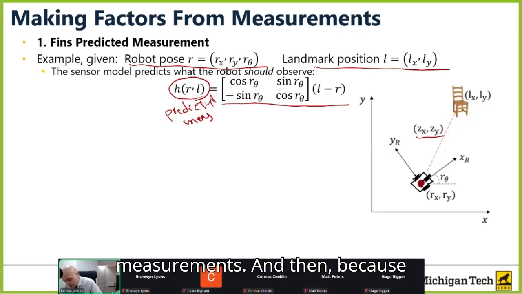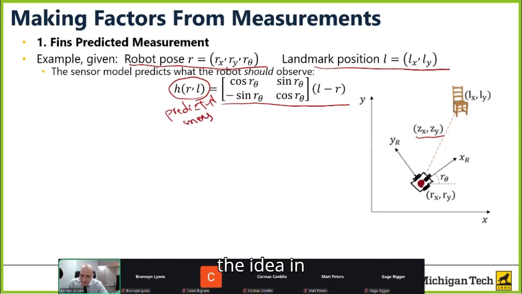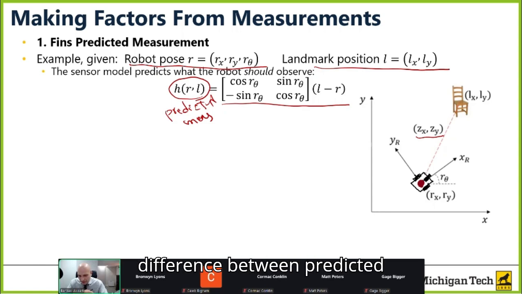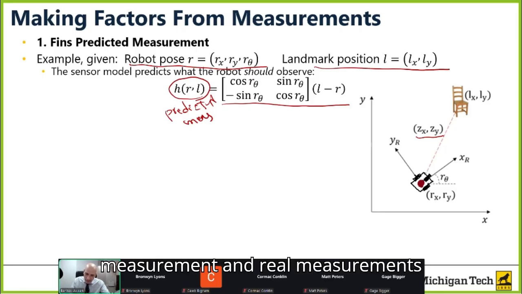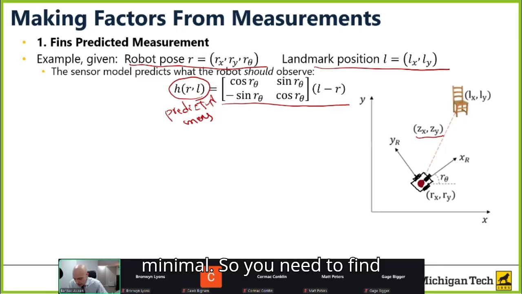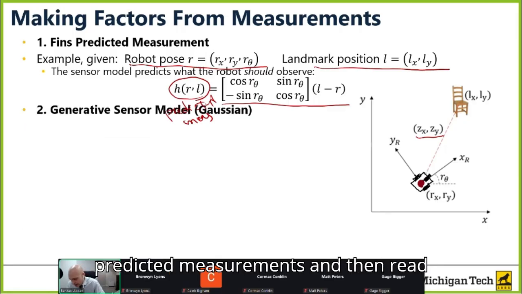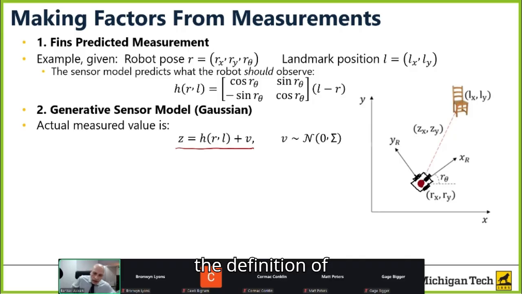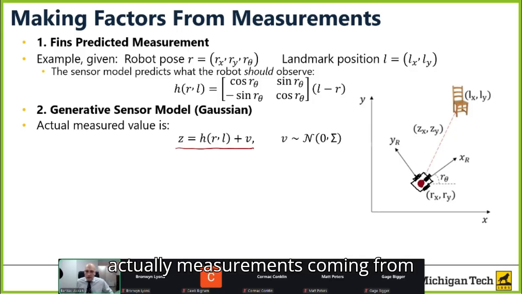Because the idea in a factor is to find the residual, because you want to minimize the residual. You want to make the difference between predicted measurements and real measurements minimum. So you need to find predicted measurements and then read information from sensors. The definition of actual measurements comes from the measurement model.